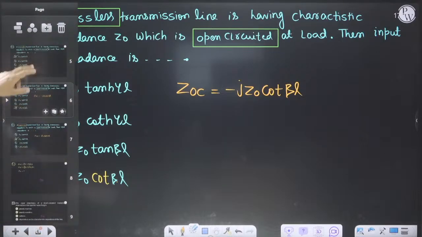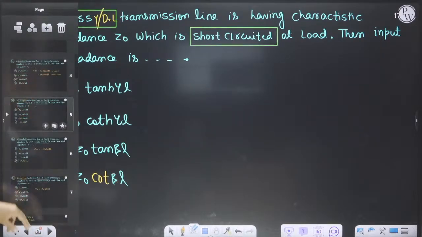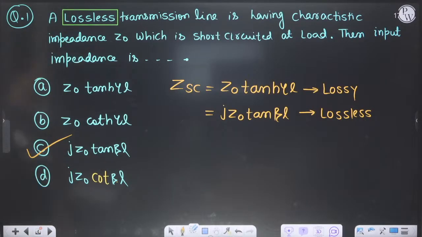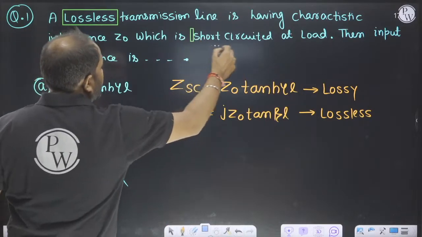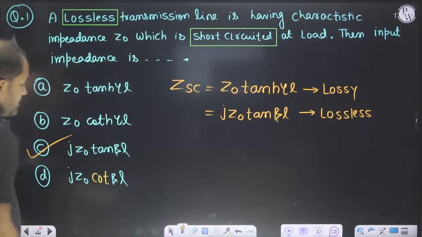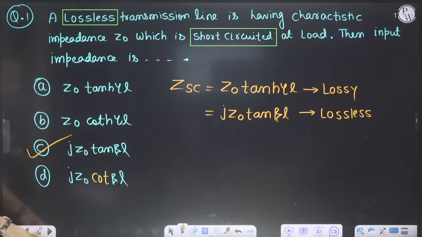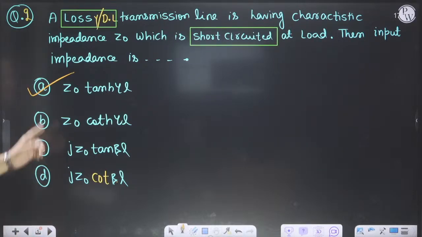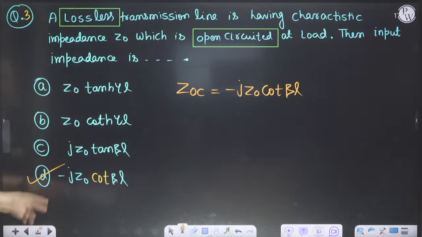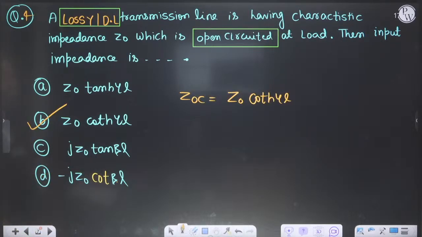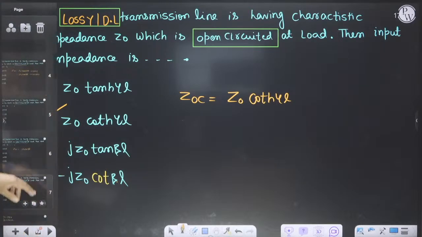So we have four types of question they will ask in the exam. First, lossless and short circuited: jZ0 tan(beta L). Second, lossy and short circuited: Z0 tanh(gamma L). Third, lossless and open circuited: jZ0 cot(beta L) with a minus sign. And fourth, lossy and open circuited: Z0 coth(gamma L). This type of question they will ask in the GATE exam.